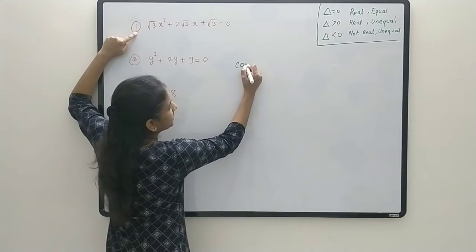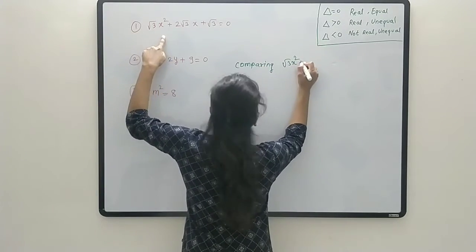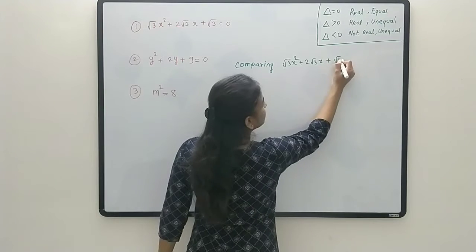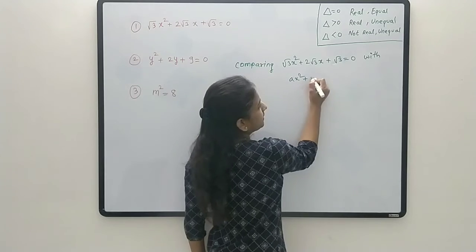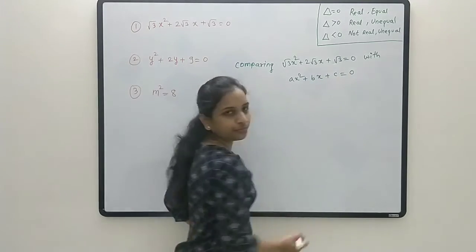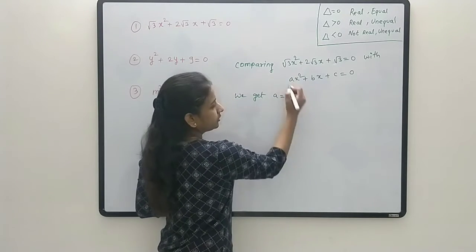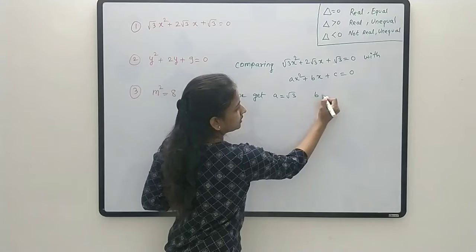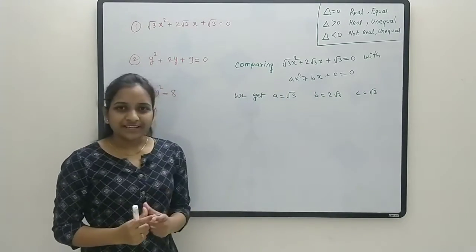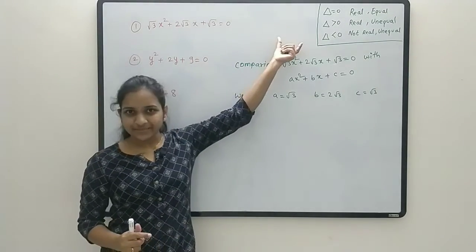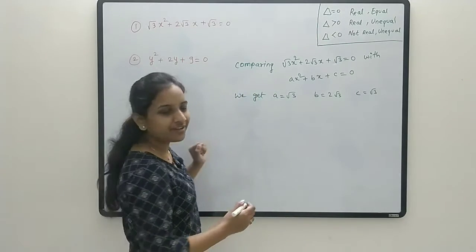Now, comparing this equation, root 3 x square plus 2 root 3 x plus root 3 is equal to 0, with ax square plus bx plus c equal to 0, we get a equal to root 3, b equal to 2 root 3 and c equal to root 3. Then how do we find the nature of the roots? First we have to find the discriminant, and then we can decide the nature of the roots. So let's quickly find the discriminant value.